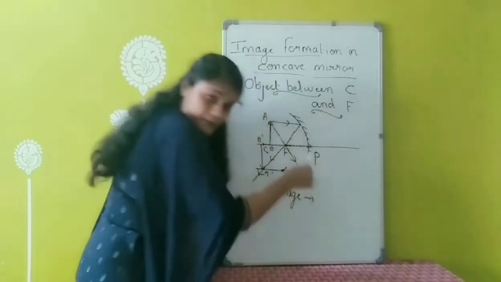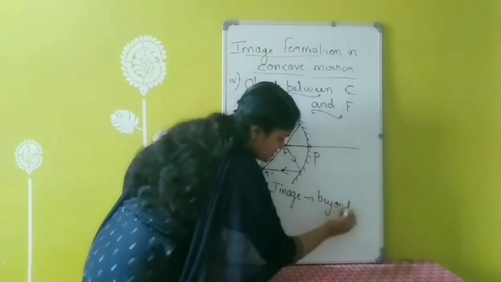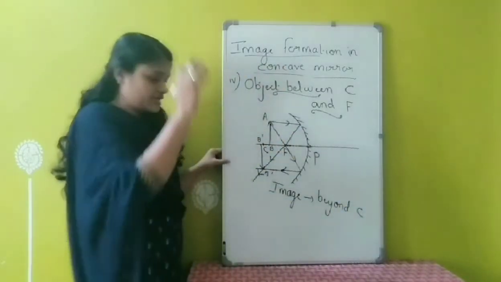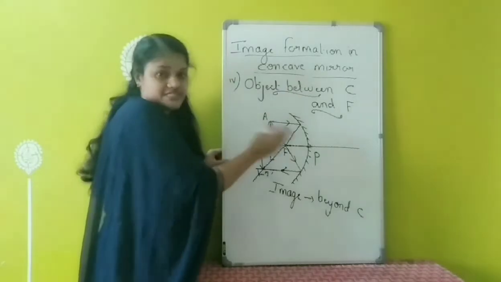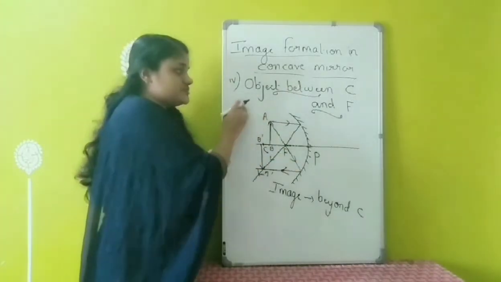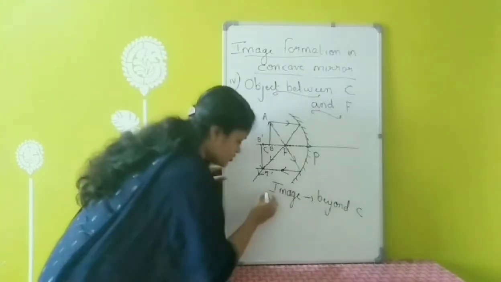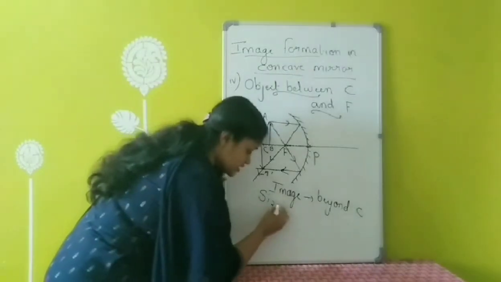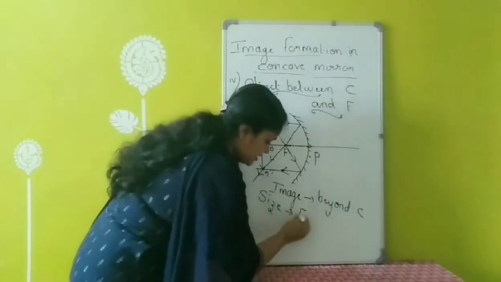Here the image we are getting beyond C, just opposite of the second one. That means when we keep the object beyond C, we get the image between C and F. Now we are placing the object between C and F, so we get the image beyond C. The size of the image is enlarged compared to the object.